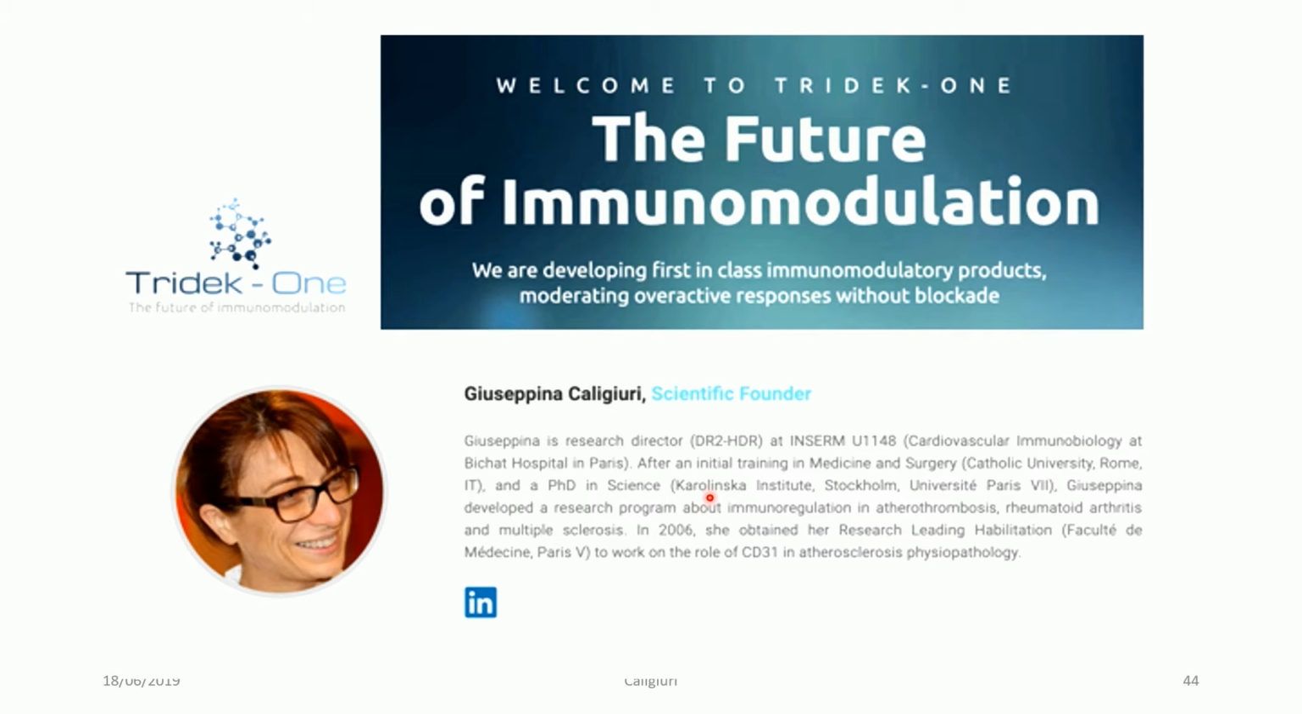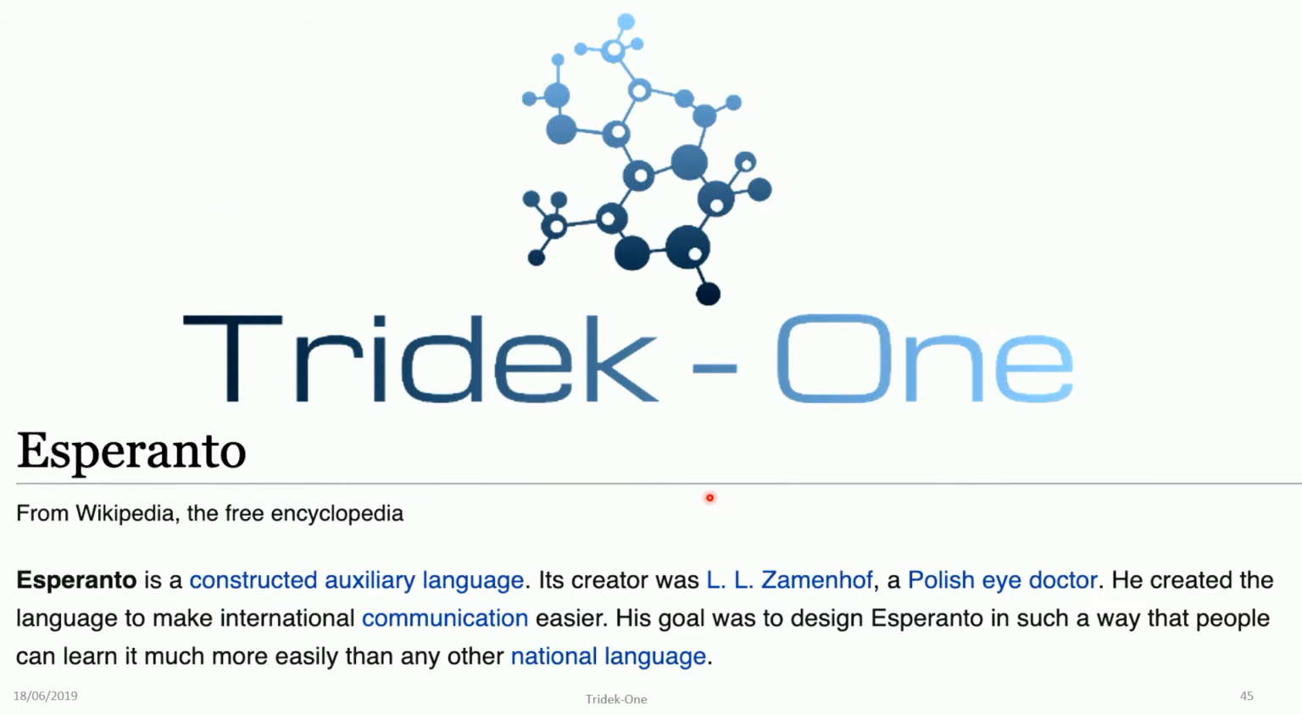Then you have to sell yourself a little bit. And why TriDec 1? TriDec means 30 in Esperanto, so 31, 30 in Esperanto. And here I took this from the internet because I guess that young people don't even know what Esperanto is. Esperanto was a language created by a Polish ophthalmologist. It was meant to be so easy that people from anywhere can talk to each other, like platelets with leukocytes and endothelial cells. And since CD31 can make these cells talk all together, I thought that the company could be called Esperanto 31. And you see here there is a 31. Nice.